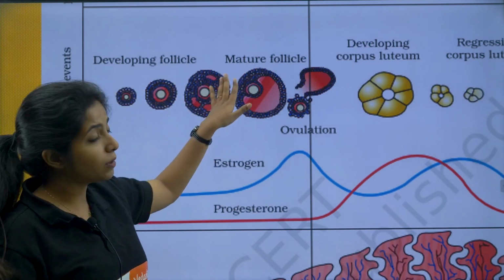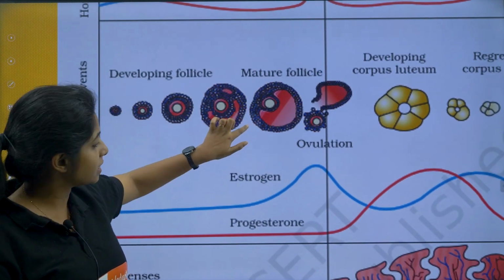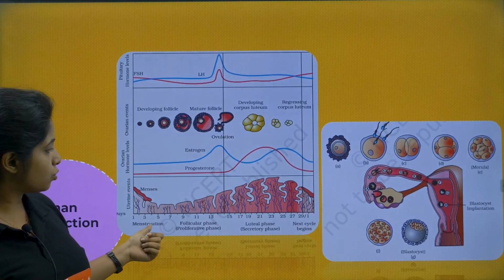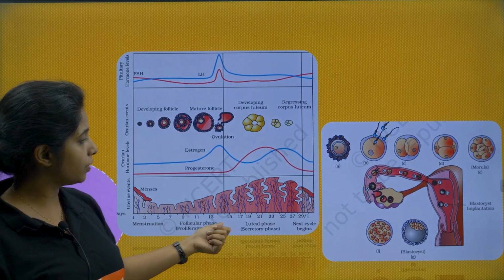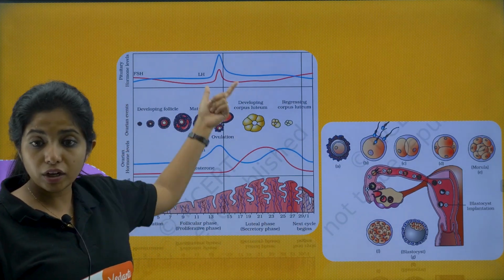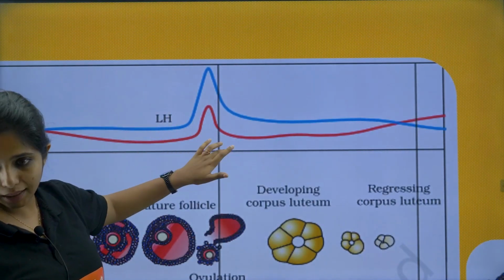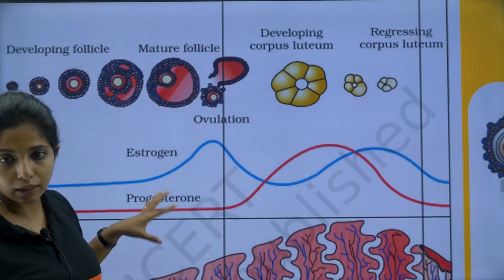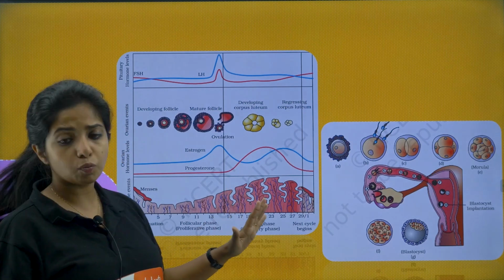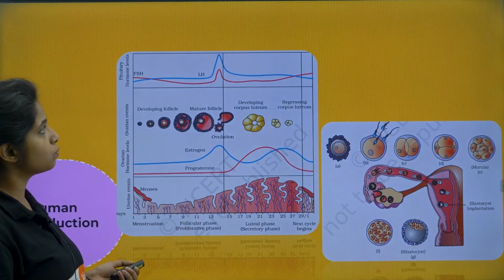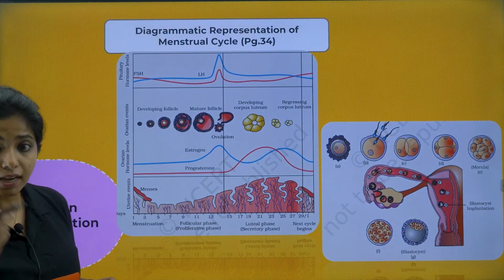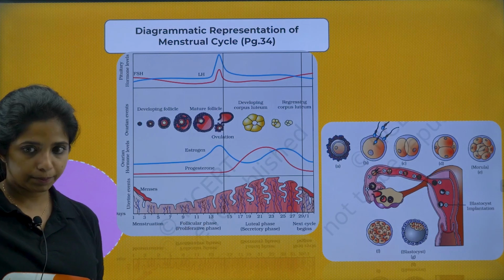Okay, so these are developing follicles. What happens in this stage, that stage, and everything? How many stages are there? Menstrual phase, then the follicular phase, luteal phase, everything. When does ovulation happen? During LH surge. So you should be knowing about all these things. Okay, that is the use of this particular picture. So just analyze this picture really well every time a question is asked on the menstrual cycle, so do not miss it. It's on page number 34.